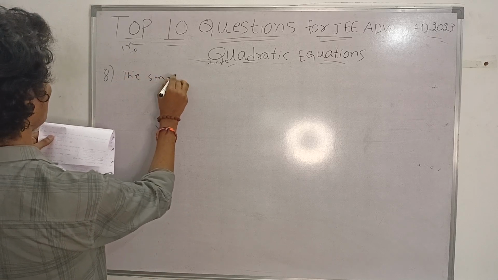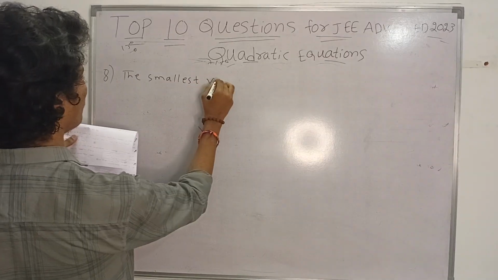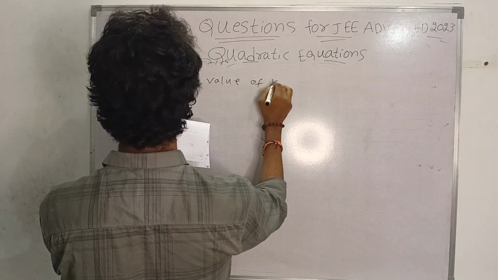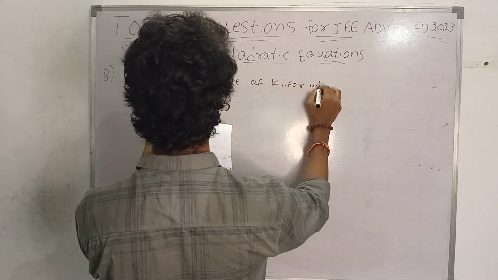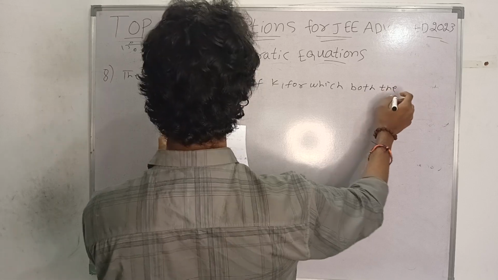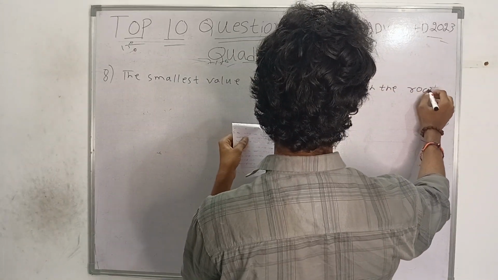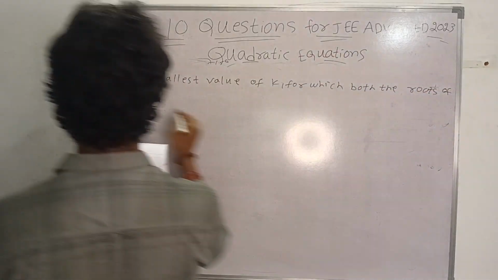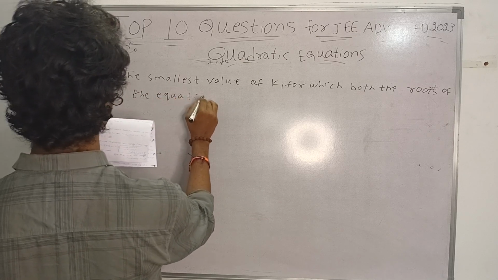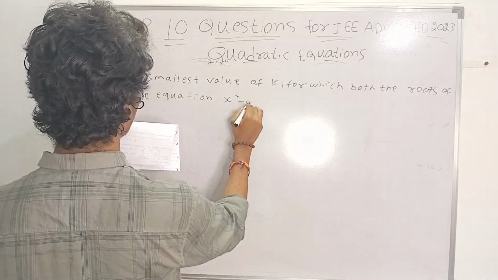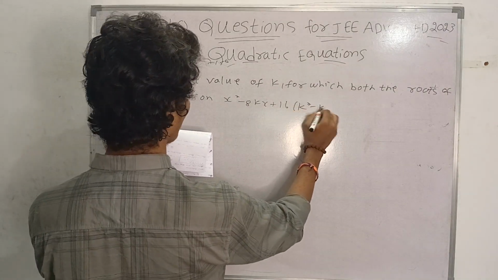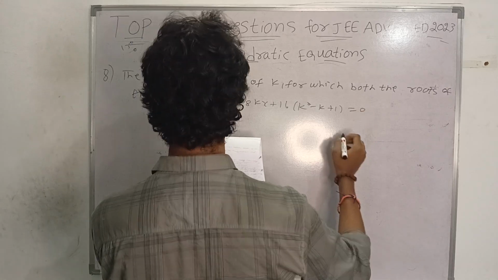The smallest value of k for which both the roots of the equation x square minus 8kx plus 16 into k square minus k plus 1 equal to 0.